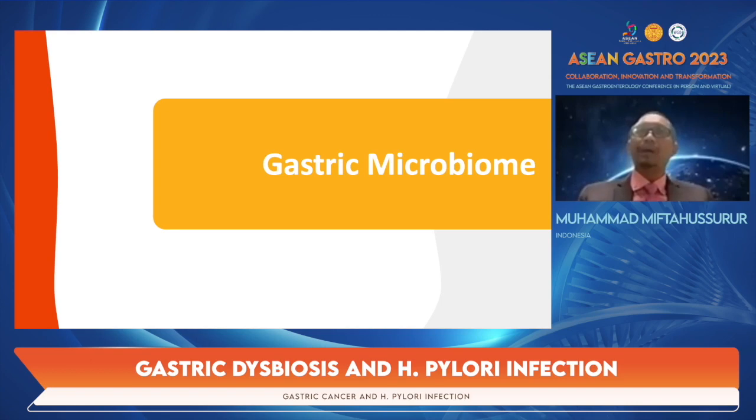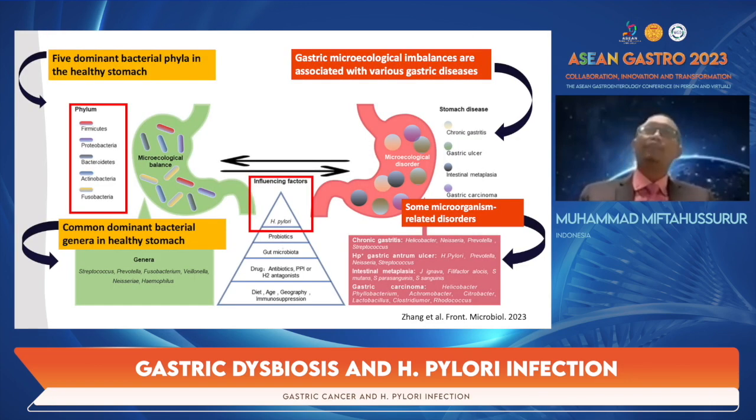On the next slide, I will take up the gastric microbiome as an introduction before we discuss gastric dysbiosis, which is defined as any change to the composition of commensal communities relative to the community found in healthy individuals. Ladies and gentlemen, there are 5 dominant bacteria and common bacterial genera in a healthy stomach. However, some factors such as H. pylori infection, probiotics, change of gut microbiota, drugs, diet, age, geographical conditions, and immunosuppression can cause an imbalance of them. Gastric microecological imbalance is associated with various gastric diseases like gastritis, gastric ulcer, and gastric carcinoma.